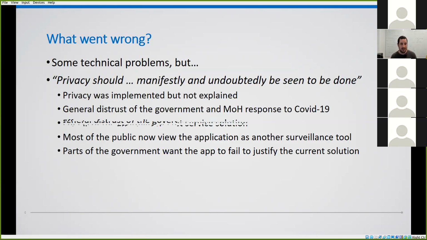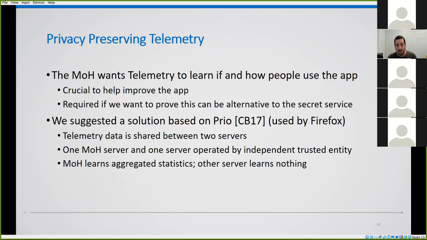And we actually think that part of the government wanted the app to fail, because one of the reasons it was deployed when it was deployed was that the Supreme Court in Israel mandated the government to try to find alternatives to the security service tool. And if we deploy an alternative and it fails, then it gives them a very good excuse to keep on using the other approach. And this is a bit sad, but again, this is about trust.